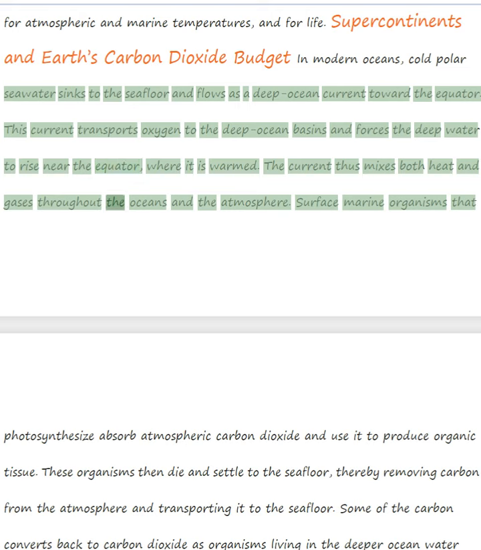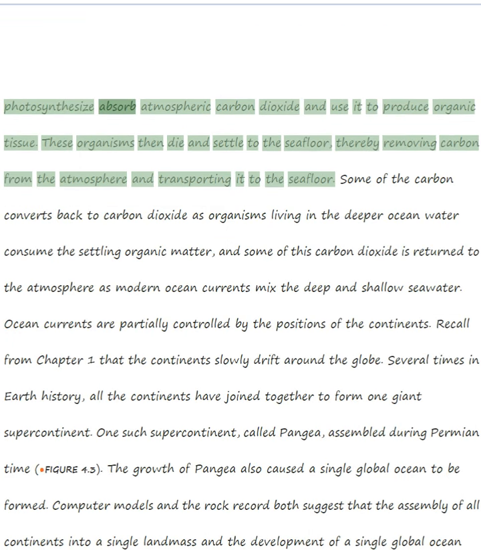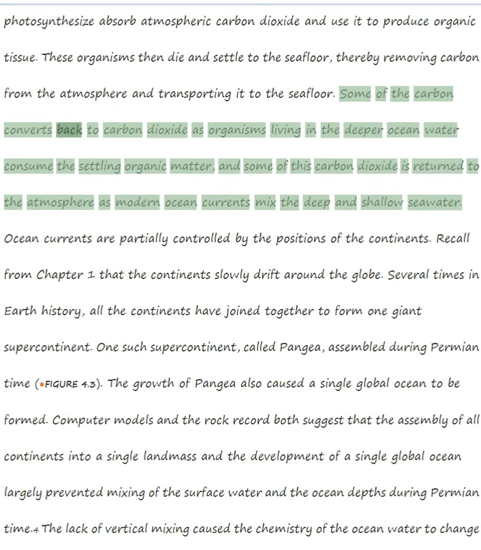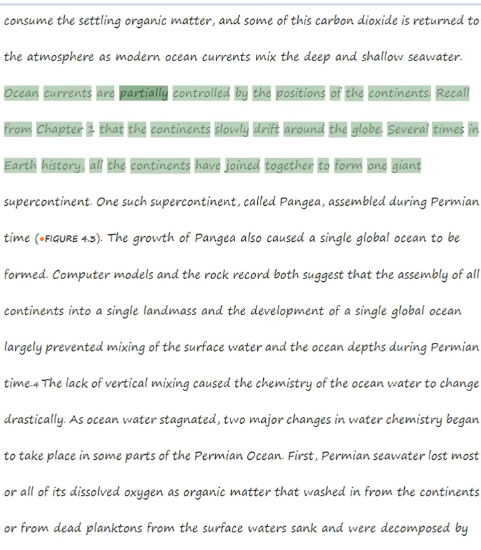Surface marine organisms that photosynthesize absorb atmospheric carbon dioxide and use it to produce organic tissue. These organisms then die and settle to the seafloor, thereby removing carbon from the atmosphere and transporting it to the seafloor. Some of the carbon converts back to carbon dioxide as organisms living in the deeper ocean water consume the settling organic matter, and some of this carbon dioxide is returned to the atmosphere as modern ocean currents mix the deep and shallow seawater. Ocean currents are partially controlled by the positions of the continents.